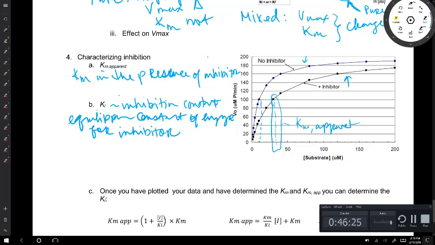And so to determine the Ki, the proper way to do it is to measure the apparent Km as a function of inhibitor concentration. So you would run a bunch of different experiments where you generated substrate saturation curves with different concentrations of enzyme inhibitor, and then you could take the apparent Km as a function of inhibitor concentration, and then use that to find the Ki, or the equilibrium constant of the inhibitor for the enzyme.